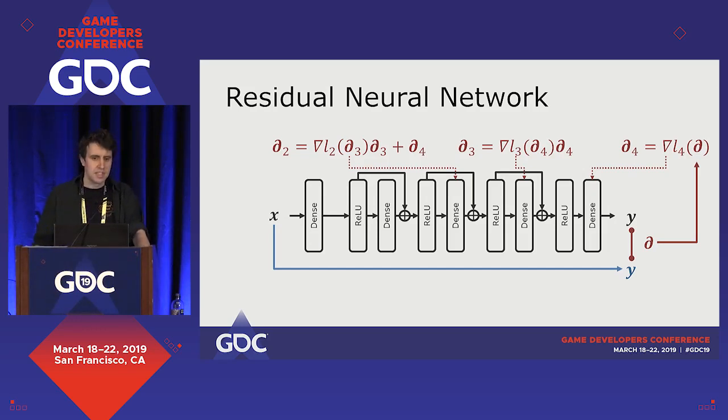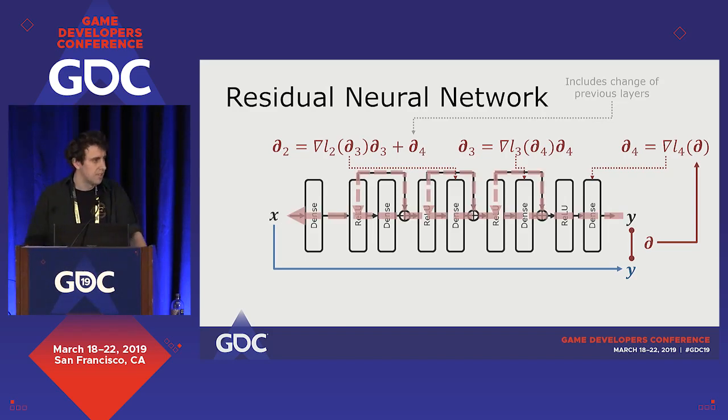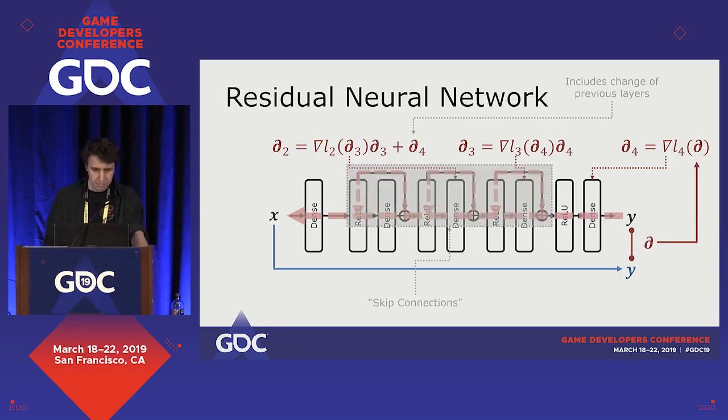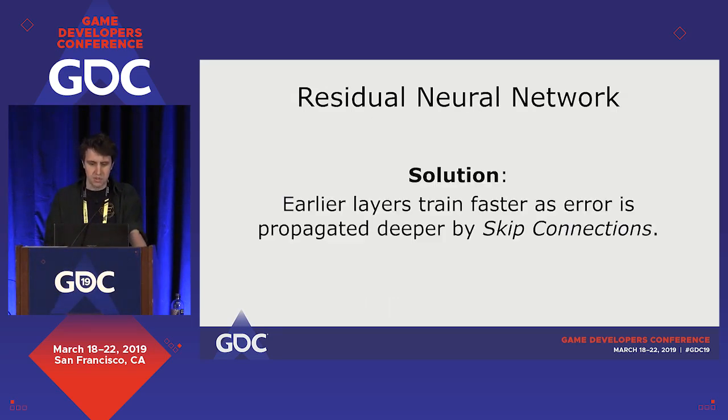What this means is that the error gets propagated really deep into the network, and all of the layers, especially the earlier layers, train much, much faster. The way this happens is through these extra connections, which are usually called skip connections. The error is traveling down these connections, and it's using them to propagate much deeper into the network. So with a residual neural network, the result is that earlier layers train much faster because of these skip connections.